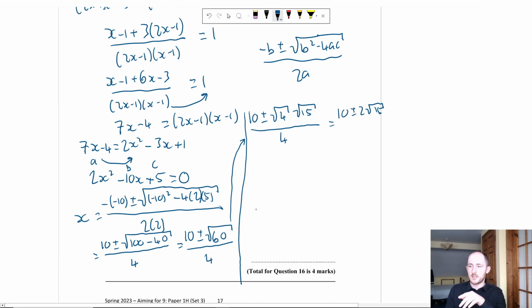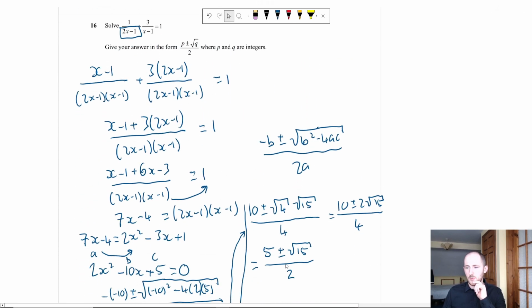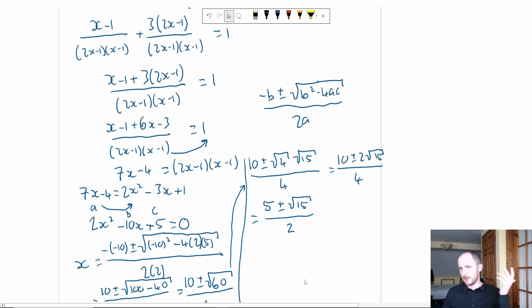And now I can divide the top and bottom by 2 because we can. So that'd be 5 plus or minus square root 15 over 2. So if I look at the answer, P is 5, Q is 15, 2 is 2. Okay? Perfect.